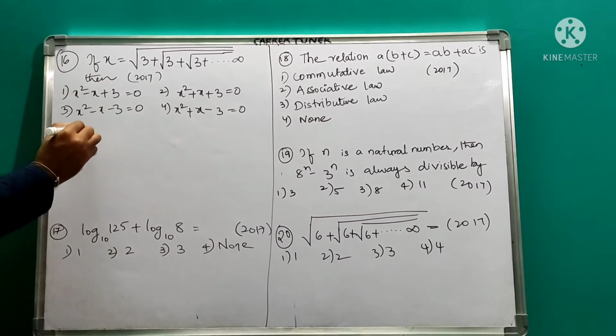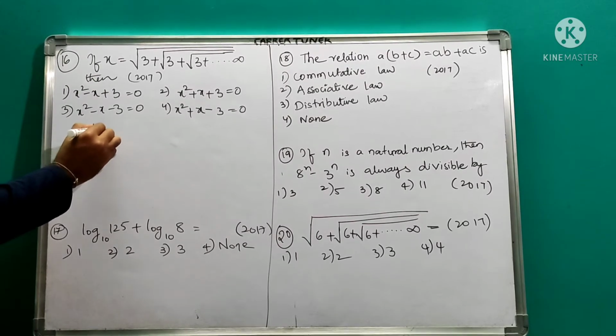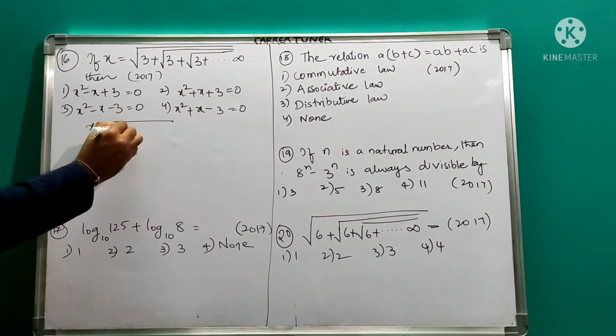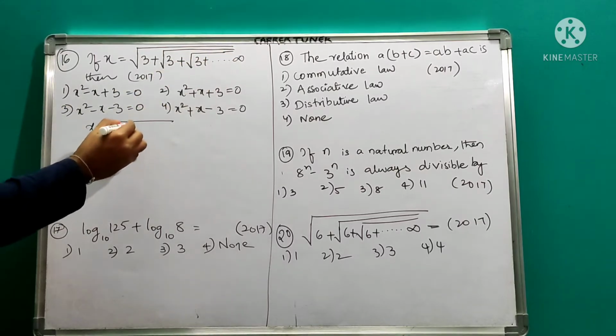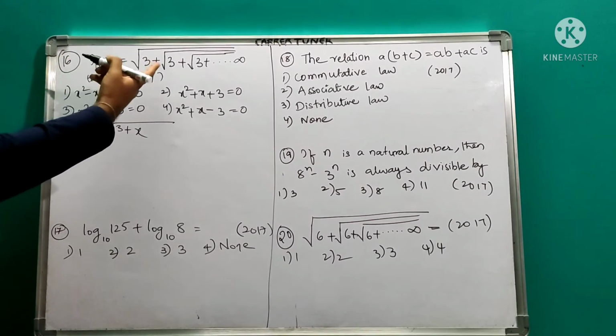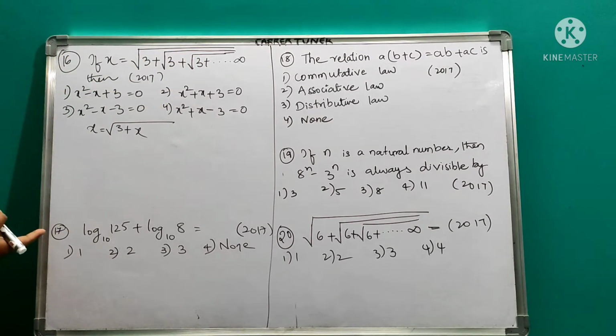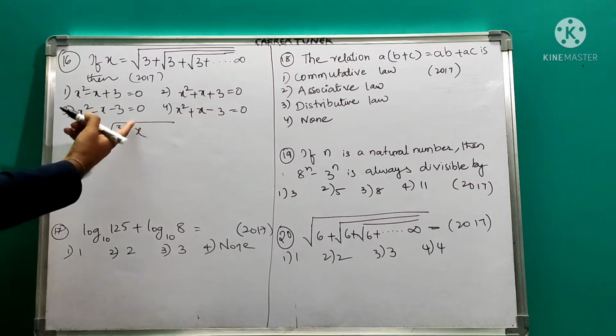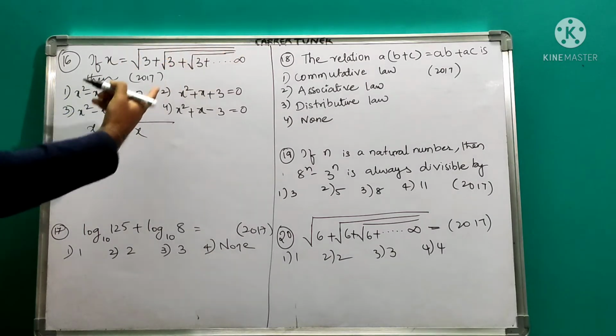Let us see. Suppose, imagine x is equal to root 3 plus root 3 plus root 3. So in the place of one of these, I am going to write x. So why? What is x? Root 3 plus root 3 plus root 3 and so on till infinite terms. So the first term I have taken, after that I am going to replace all this with x.